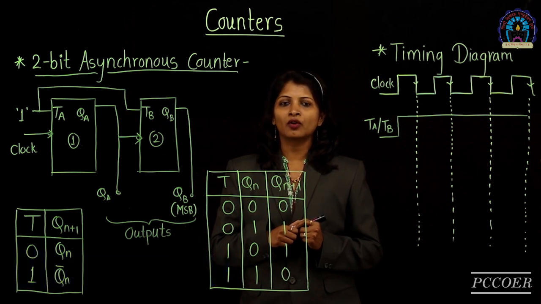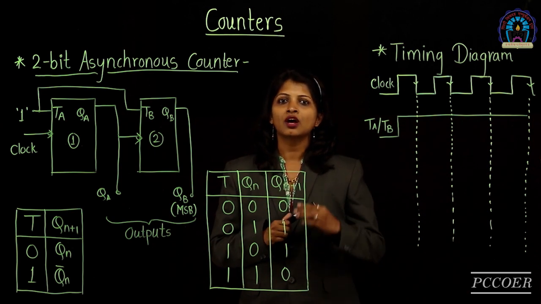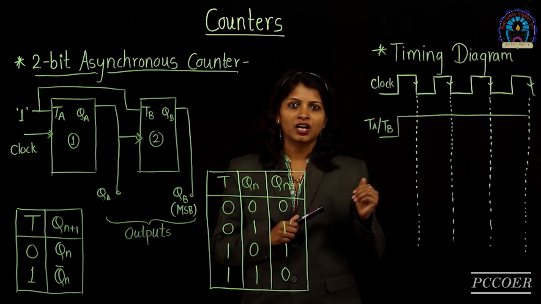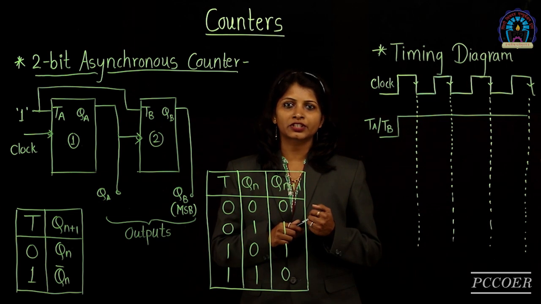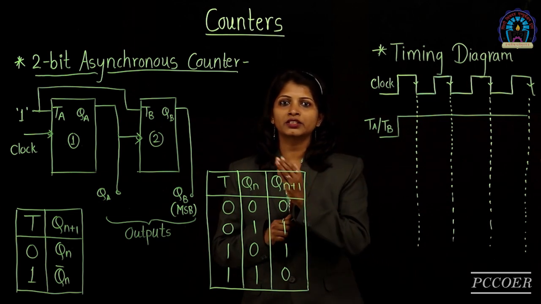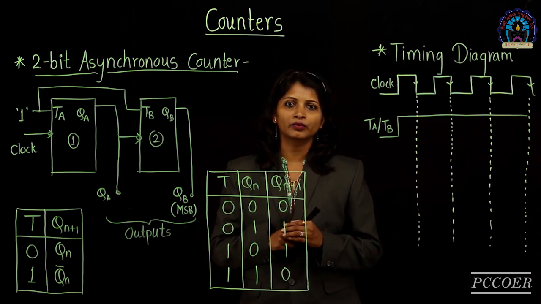So basically, a counter is a group of flip-flops connected in such a way that it will count the number of clock pulses applied as an input. There are different types of counters available. Based on the direction, there are two types. One is the up counter, which counts in ascending direction, that is 0, 1, 2, 3. The second type is the down counter, which counts in a descending direction, that is 3, 2, 1, 0.